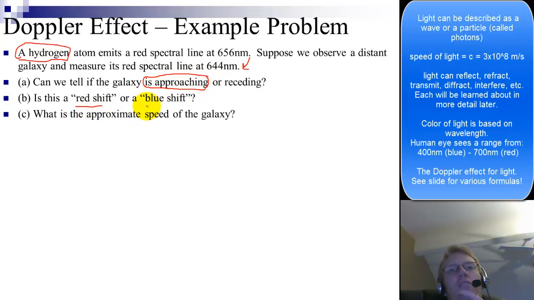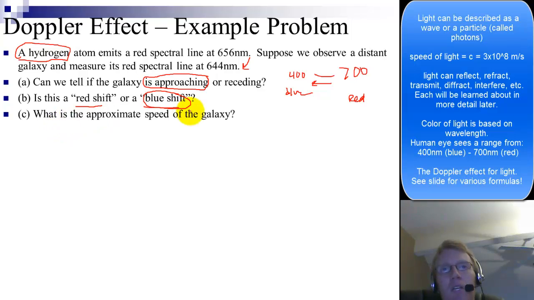Is that called a red shift or a blue shift? Well, if you remember that 400 is blue and 700 roughly is red, then if you shift from 656 down to 644, you're shifting in that direction. So it's a blue shift. And again, approaching things are a blue shift always, and receding things are a red shift always.